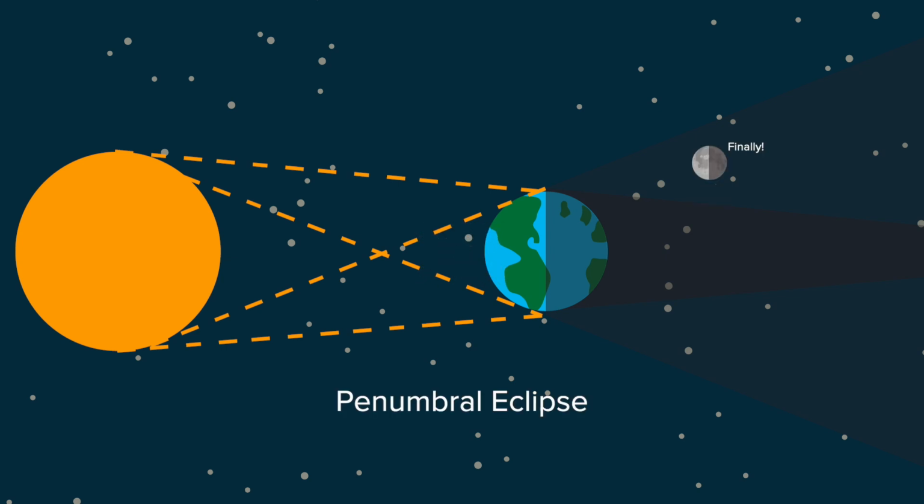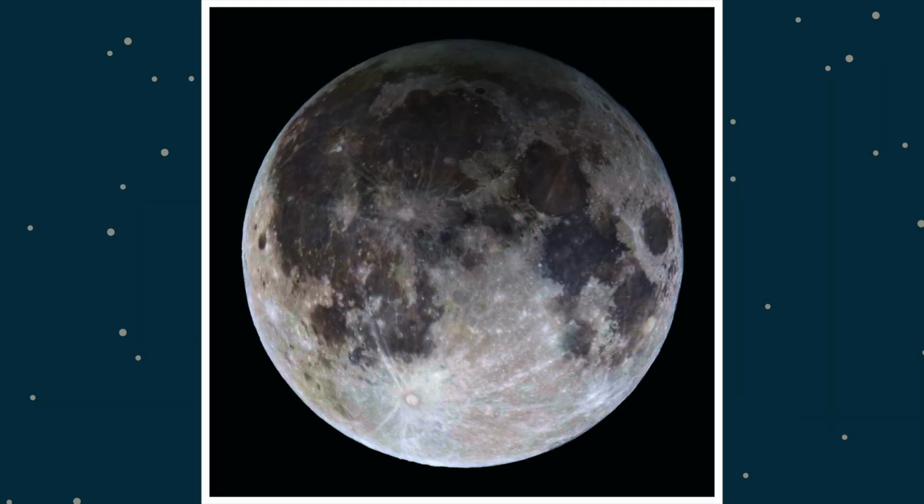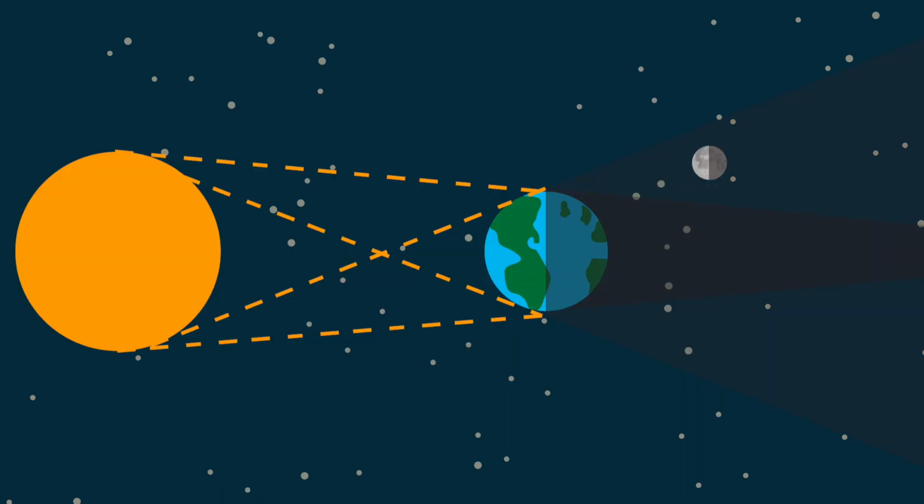Finally, we have penumbral eclipses. This is where the moon does not enter the umbra at all, but only passes through the penumbra. These eclipses are usually more subtle, only slightly dimming one part of the moon. How dim depends on how close it gets to the umbra. About 36% of all lunar eclipses are penumbral.